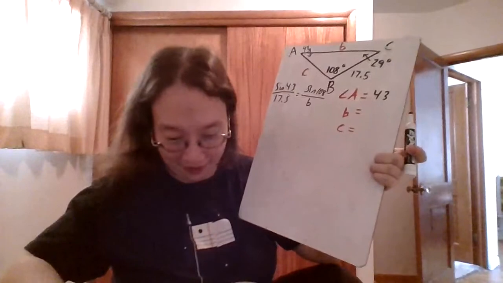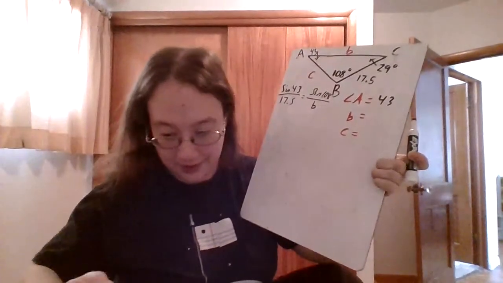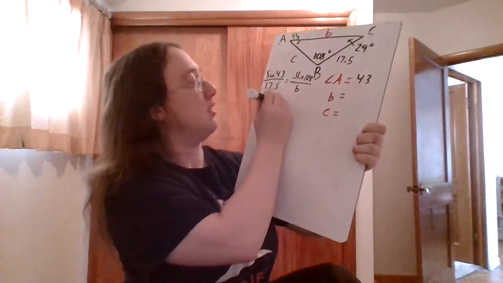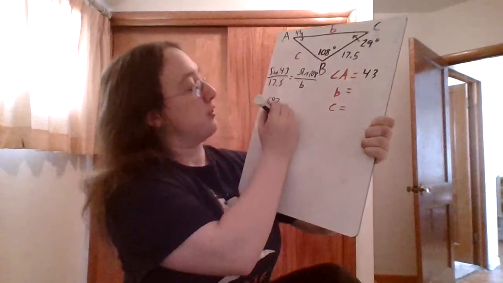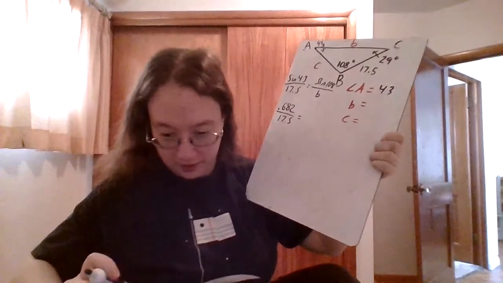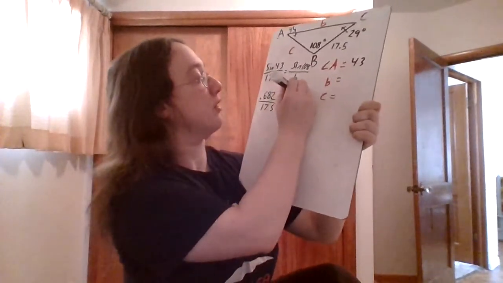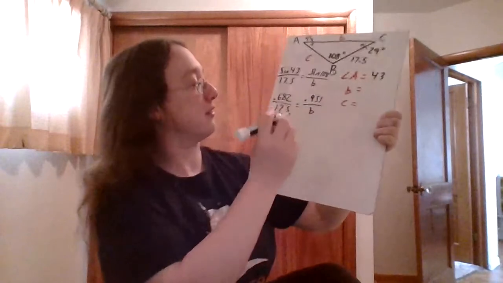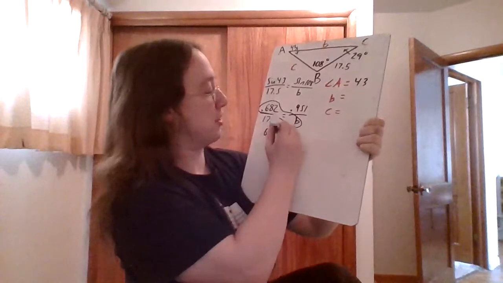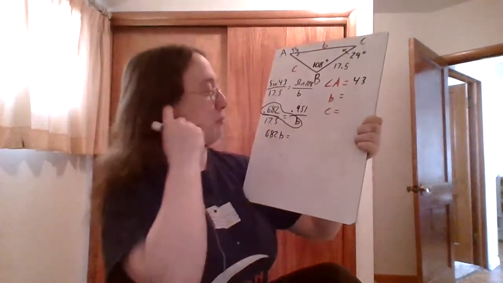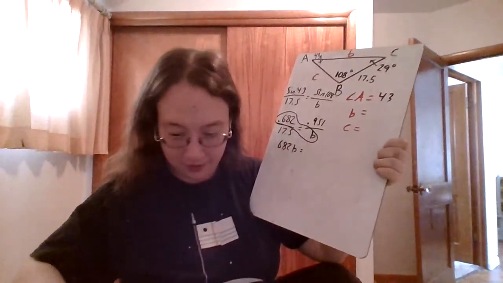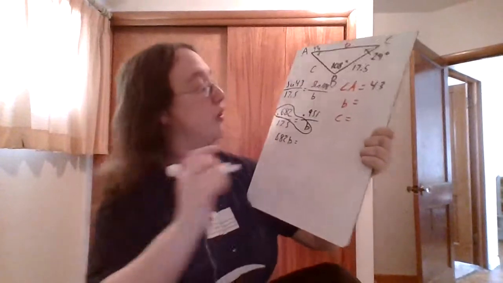Okay, so now we've got the sine of 43, which gives about 0.682, over 17.5, equals the sine of 108, which is 0.951, over little b. And then we're butterflying that, so we've got 0.682 times b equals whatever 17.5 times 0.951 is, about 16.64.